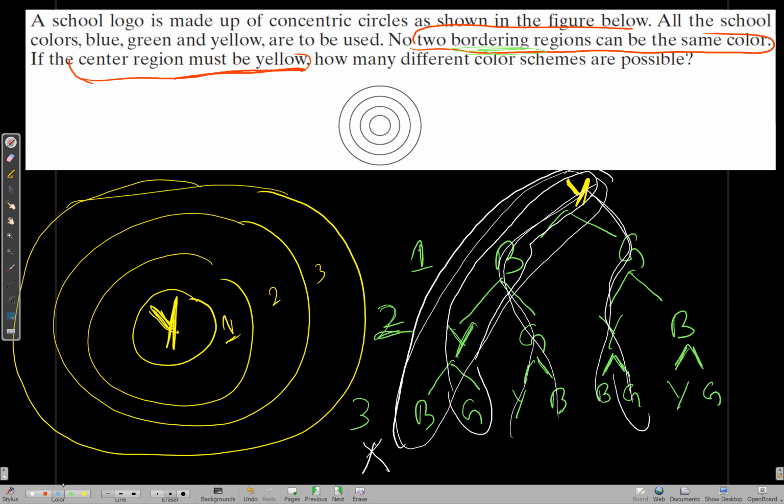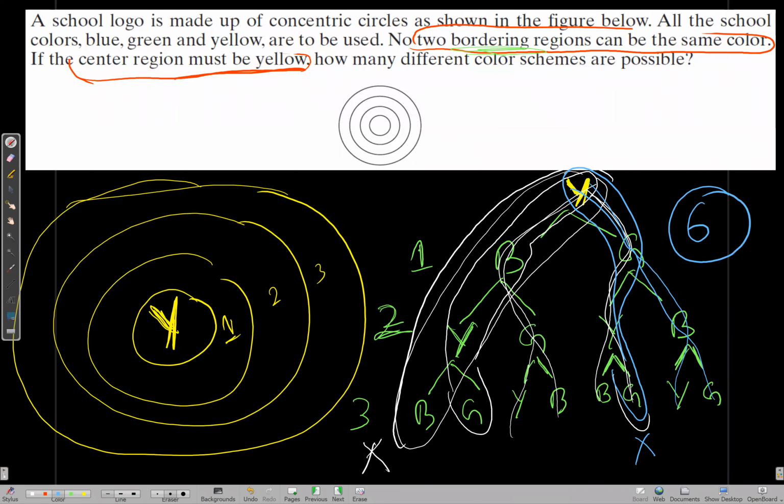See this path. GYGY, no blue. So that's not good. And the others, YBG, that's good. GBGY, that's good. So out of 8, we have to get rid of those two. So 6 is the answer.